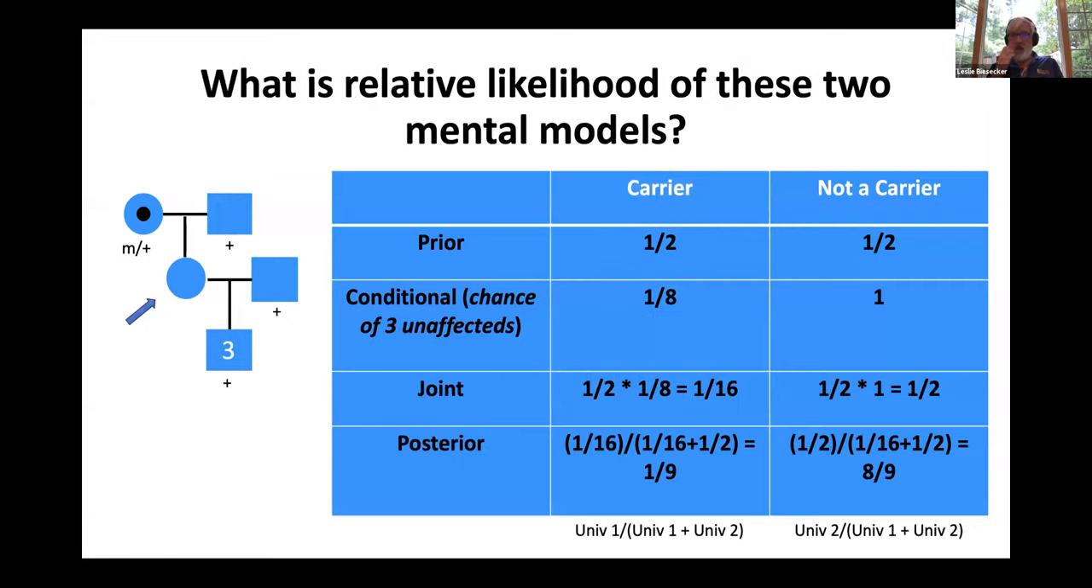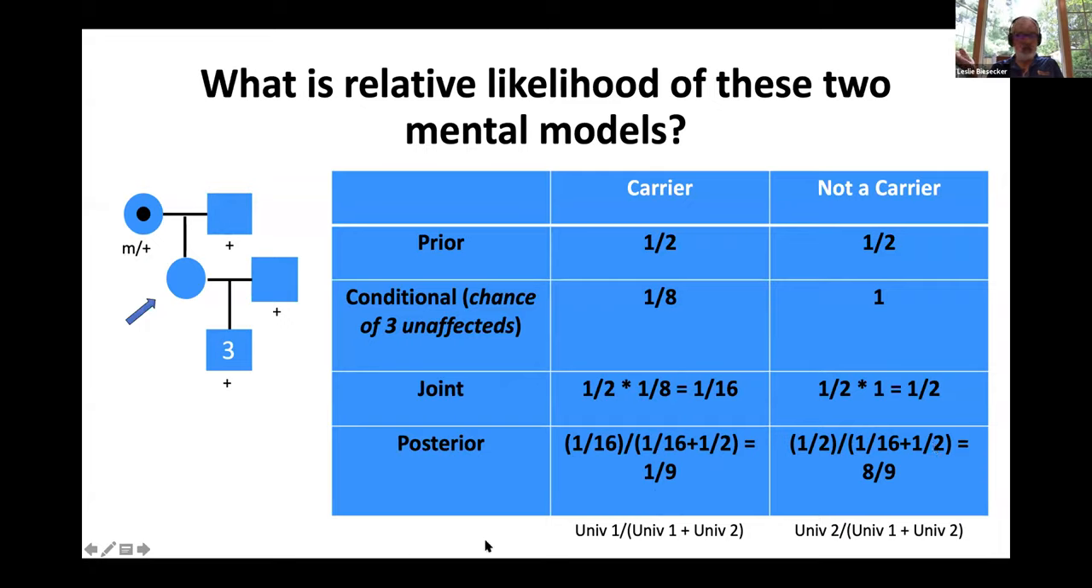Now you ask yourself, okay, there are 2 alternative universes. Which is more or less likely than the other? And that's actually pretty easy to do with some very simple algebra. You just take the likelihood of universe 1 and divide it by the likelihood of universe 1 plus the likelihood of universe 2. For universe 2, it's the likelihood of universe 2 over universe 1 plus universe 2. So 1/16 over 1/16 plus 1/2 is 1/9. And 1/2 over 1/16 plus 1/2 is 8/9.